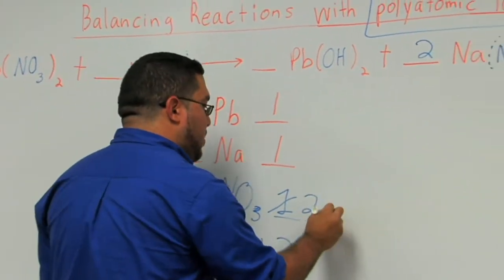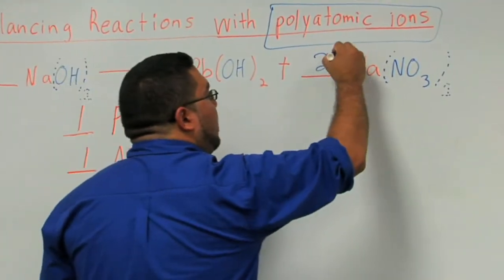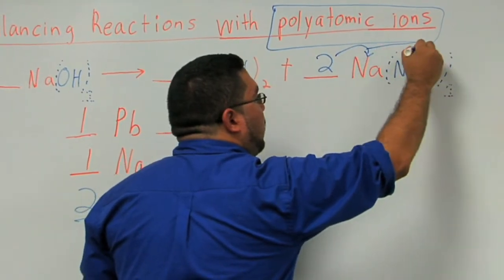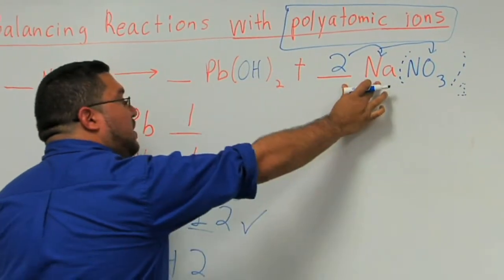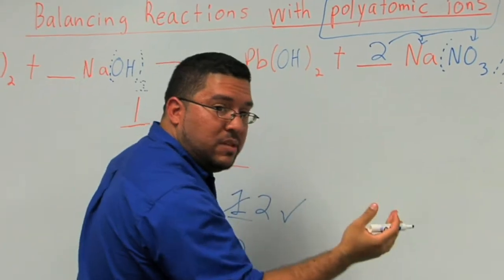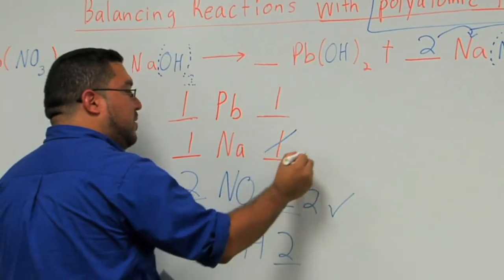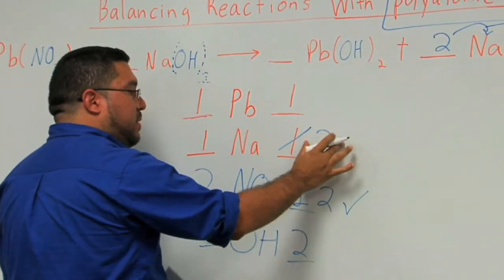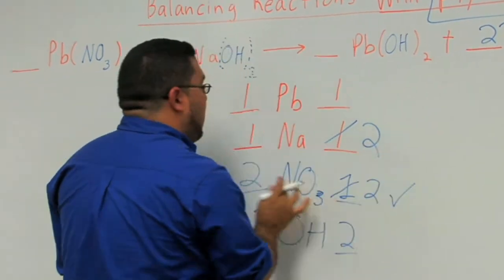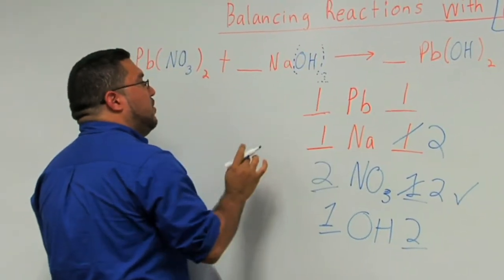Key thing to remember is that as soon as you apply your coefficient, you have to distribute it to both the sodium and the nitrate. So this actually changes the number of sodiums that I have on the right side. That's not a problem. I'll change it here. And now work my way back up. I have 2 sodiums on the right. I only have 1 on the left. So what do I have to do?